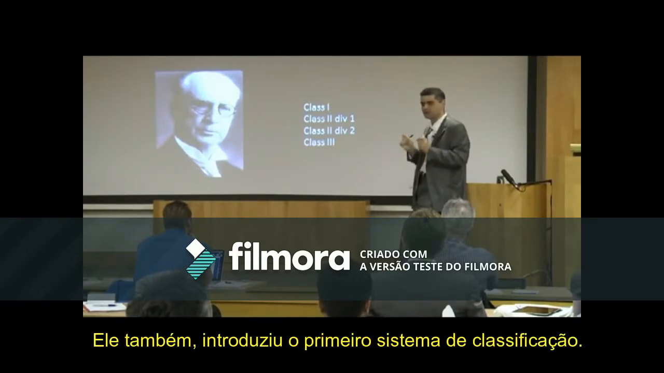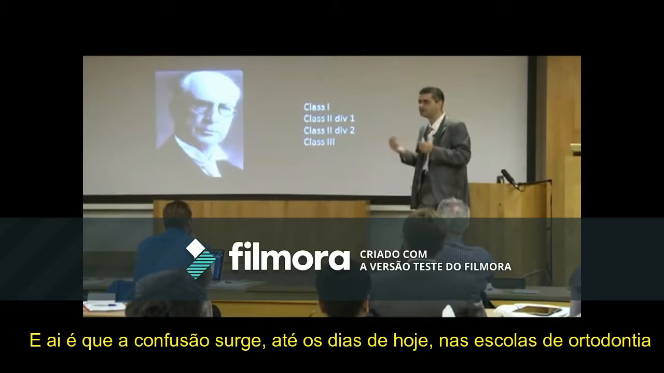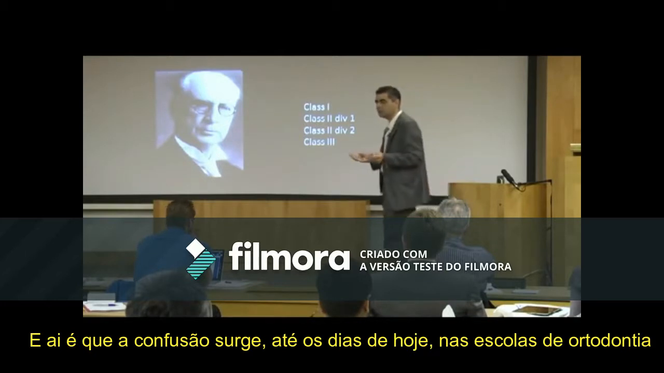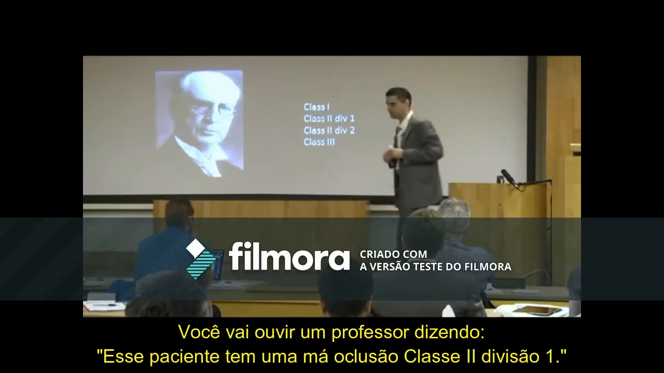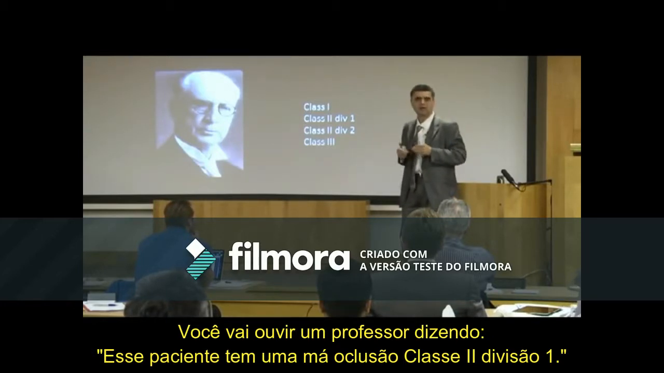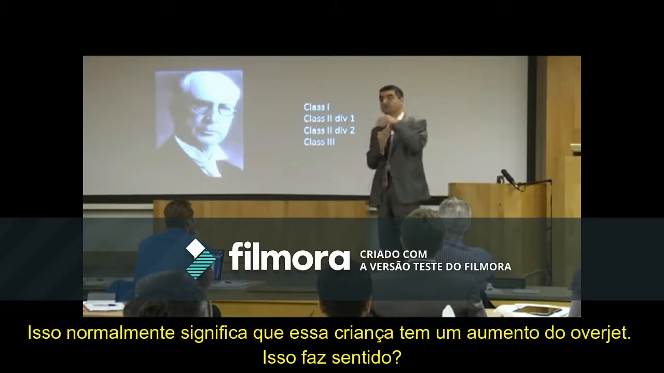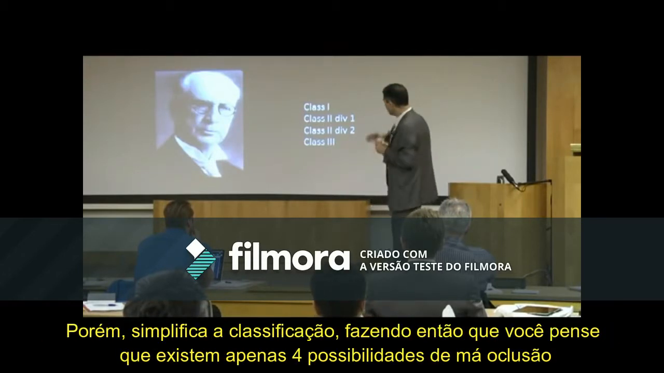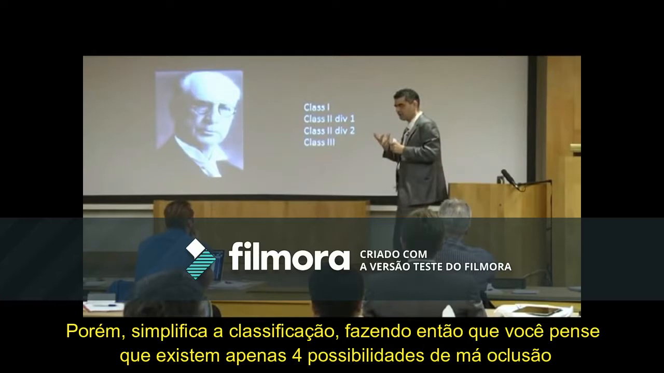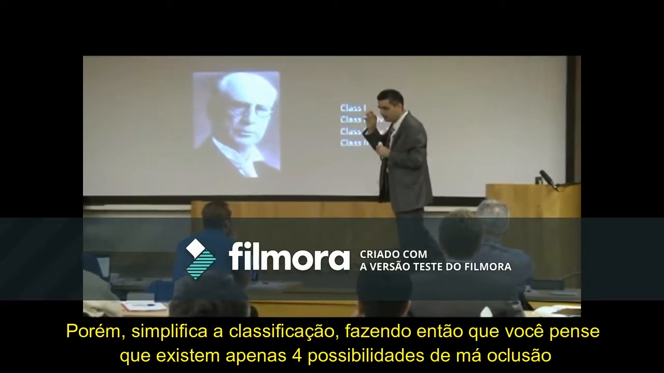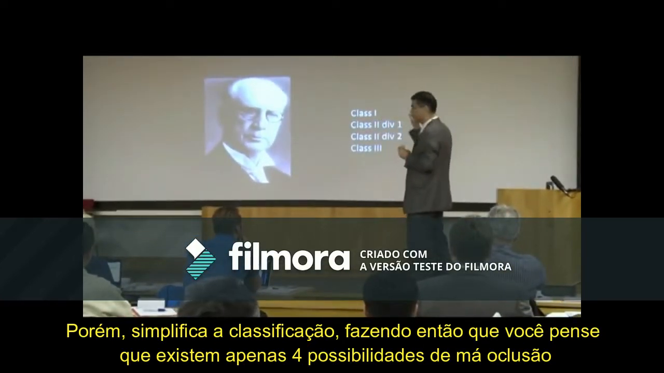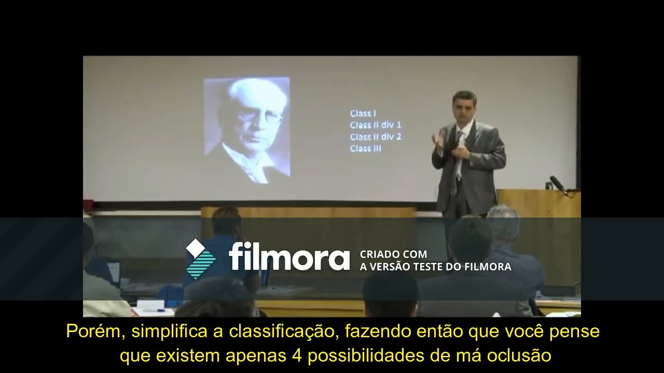He also introduced the very first classification system. And this is where the confusion arises. To this day, in an orthodontic school, you will hear a lecturer saying this patient has a Class 2 Division 1 malocclusion. What does that mean? That normally means the child has an increased overjet. Does that make sense? However, it simplifies the classification so that it would make you think that there's only 4 possibilities of malocclusion.